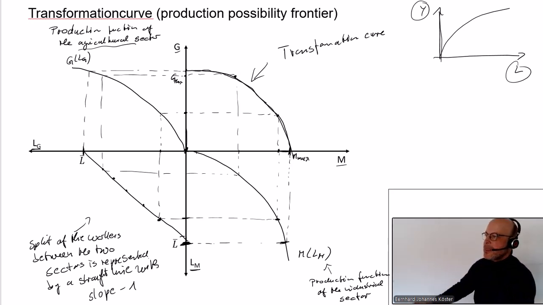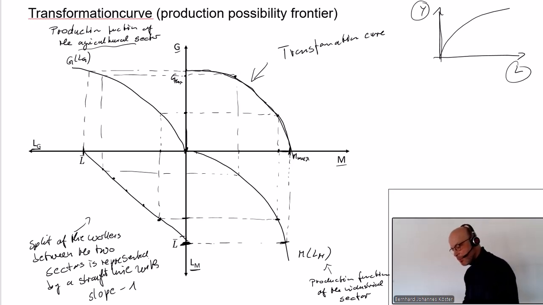This means the exchange ratio, how much I have to reduce one good if I want to increase the other good by 1 unit, depends now on the starting production level itself. So at every possible production point on this transformation curve, of course, we have another exchange ratio, and this exchange ratio is represented by the tangential linear line, so the slope of the transformation curve.